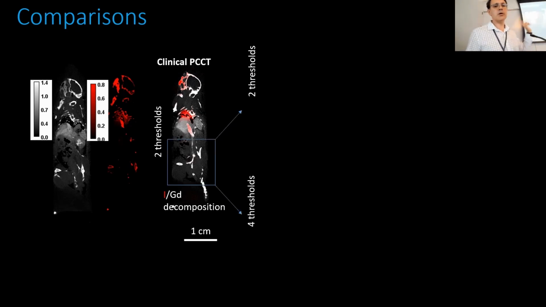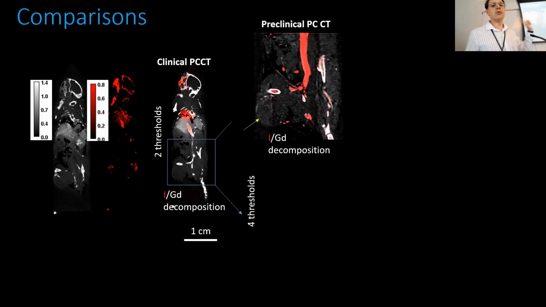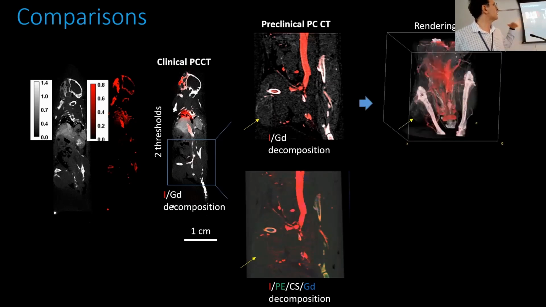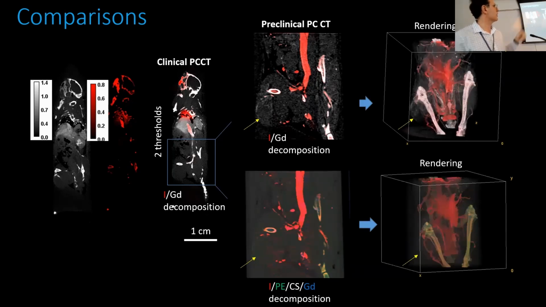But if we image with the preclinical side, focus on the tumor here and compare. So we did a 2 material decomposition. You can see nicely the iodine, the gadolinium not so much. There is not much accumulation in this particular tumor. But if you go to 4 thresholds and 4 materials, where we have PE and CS, iodine and gadolinium, then, with fancy rendering, you notice that with 4 materials, we start seeing the vessel in the tumor much better than with 2 measurements, with 2 materials.